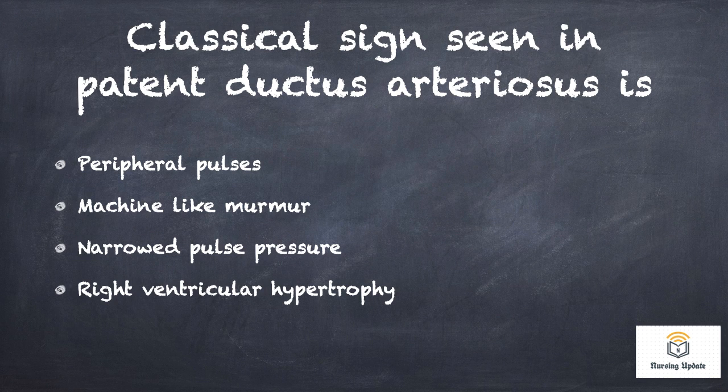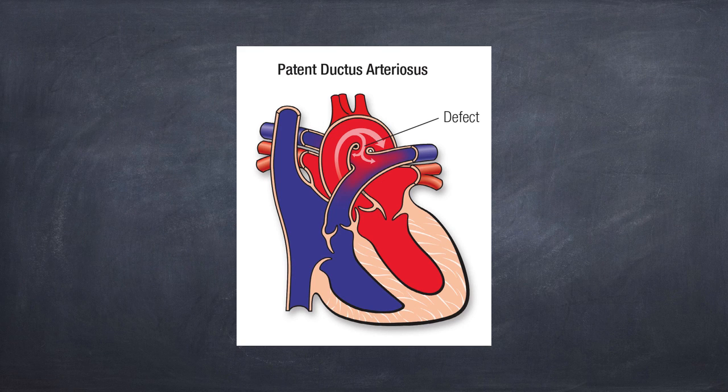The classical sign seen in patent ductus arteriosus is. What is patent ductus arteriosus? Ductus arteriosus means a connection between arteries. There are two arteries here: one is the pulmonary artery, this blue one, and the other is the aorta. When there is a connection between the pulmonary artery and the aorta, that is known as patent ductus arteriosus.